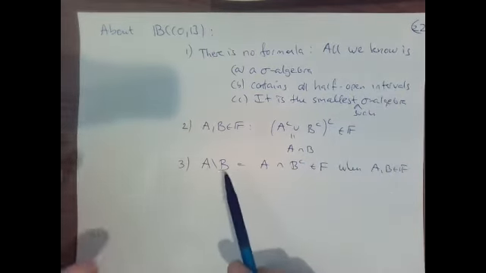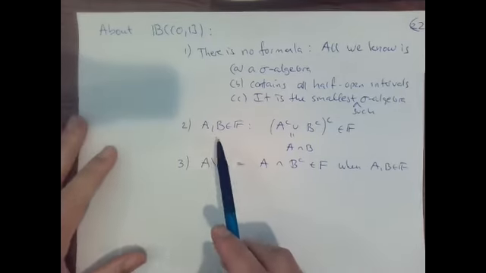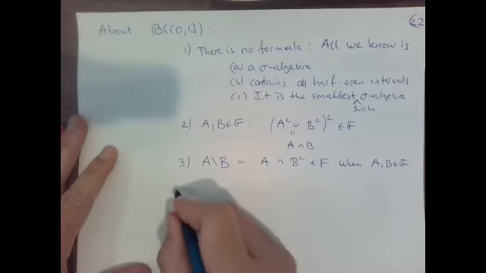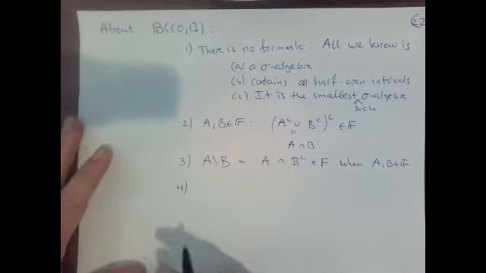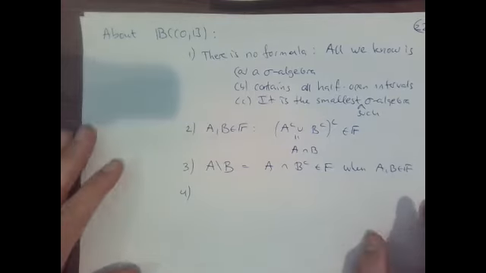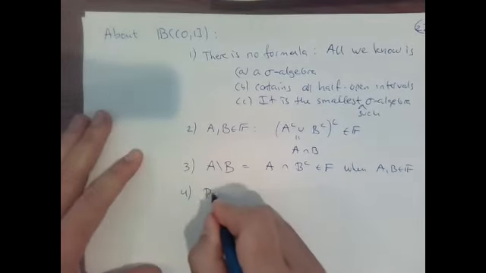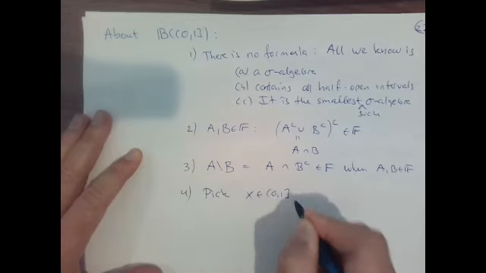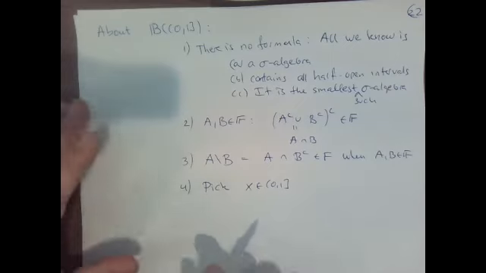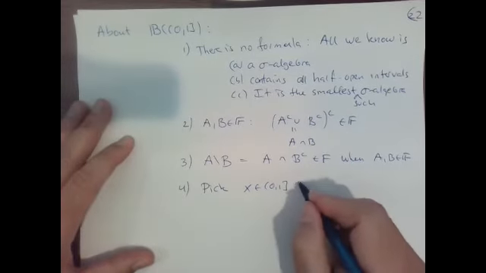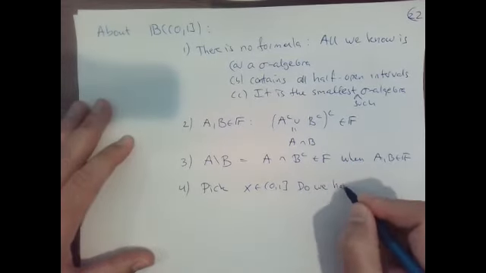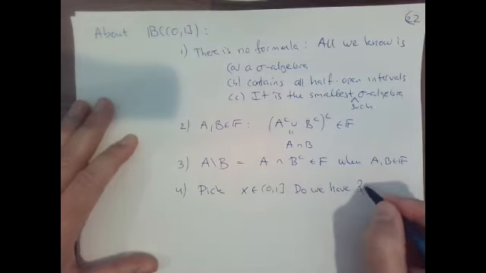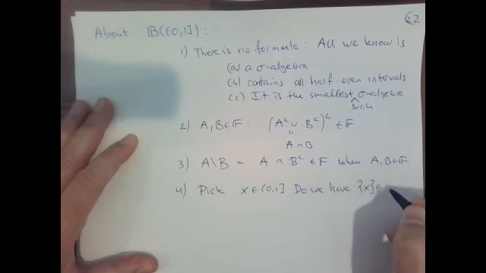For example, we can do intersections. If we are in the Borel sigma algebra case, I can look at something like, if I pick x in this interval 0 to 1, it's not clear that, because x is not written as a half-open interval, do we have that x by itself is inside this B?